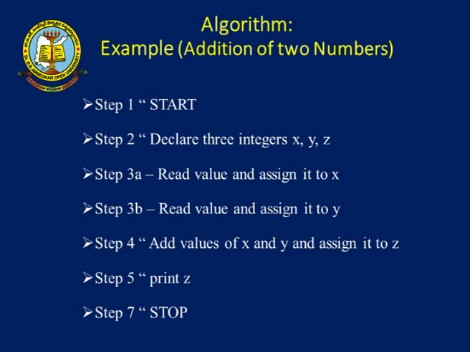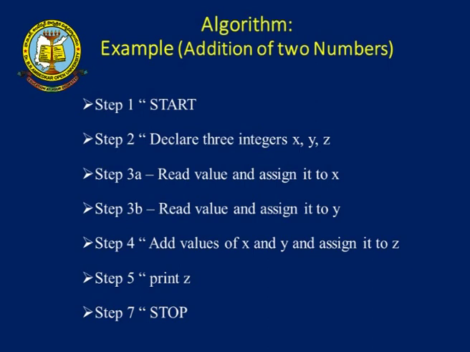That is why in the very second step we are declaring these three variables as integers. Third step is, first we have to read the value of the first number and assign that value to the first integer, that is x. Next, read the value, we have to read the second number, because as it is an addition of two numbers, we need two numbers, two integers.